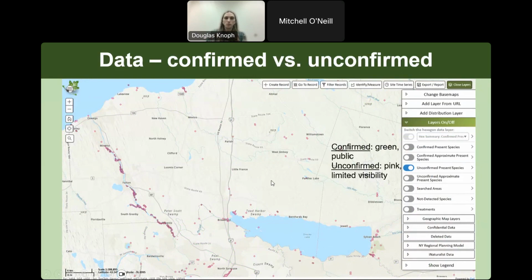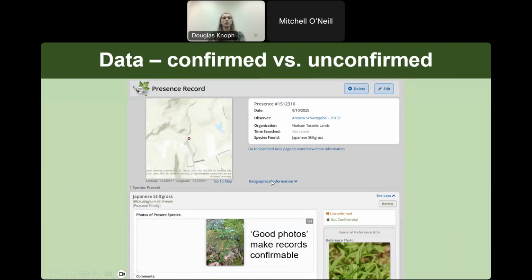So if we were to go to one of these records specifically and look at it, it looks very similar to any other record. It's just in a different unconfirmed state. Most people on the iMapInvasives team have the ability to go through and confirm these records. What we're looking for is basically to confirm that all of the information within these records is correct. So we're looking at things like the date, the location, if it's a terrestrial plant, making sure it shows up in a location where a terrestrial plant could.